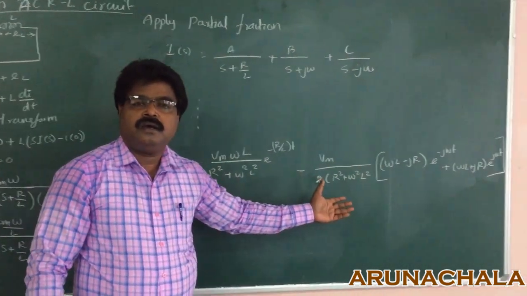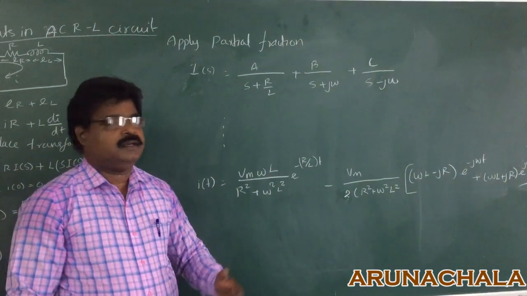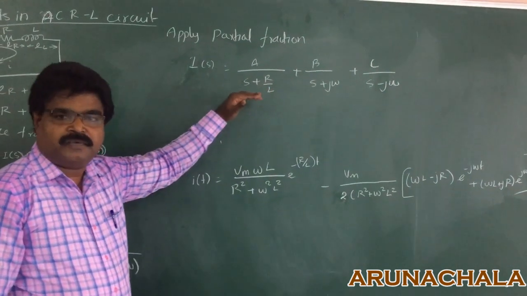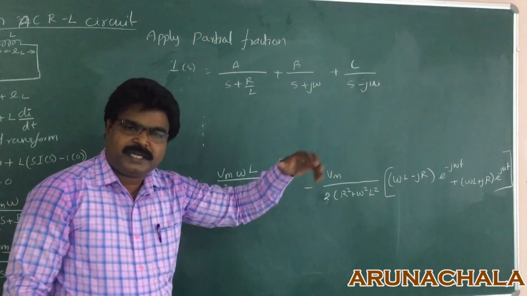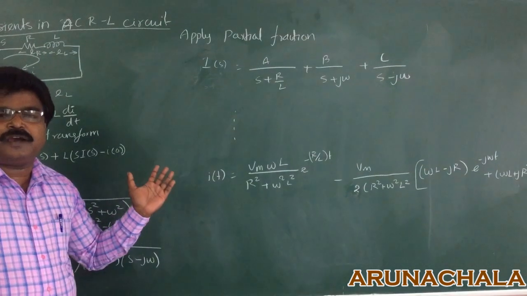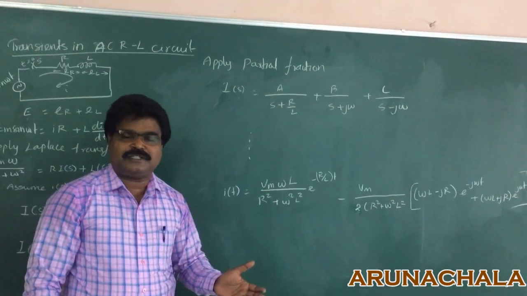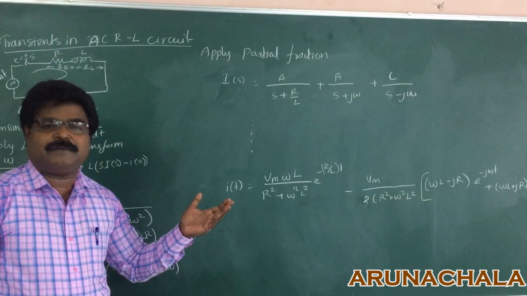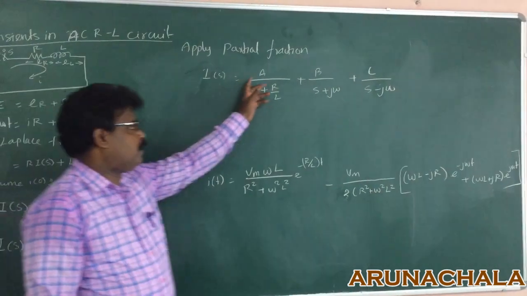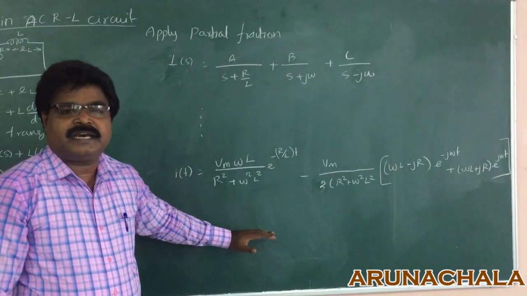This is the procedure to get I of t for the AC RL transient. You can try it. After applying partial fractions, this is I of S. Find the values of A, B, C using any method you are familiar with from maths. For A, it is I of S into the denominator of A with the denominator of A equal to 0. For B, it is I of S into the denominator of B with the denominator of B equal to 0, and similarly for C. Use whichever method you are more comfortable with, substitute the values of A, B, C here, then apply the Laplace inverse, and we will get I of t for the AC transient in the RL circuit.